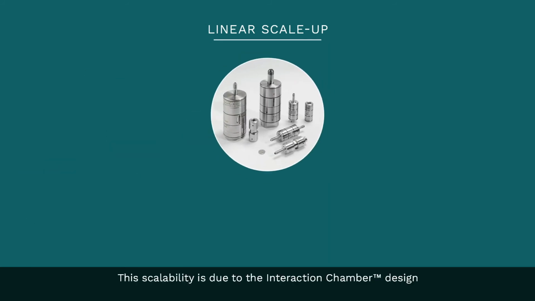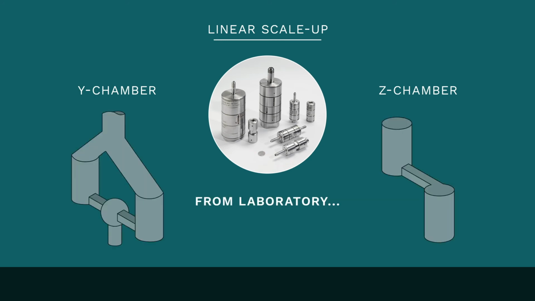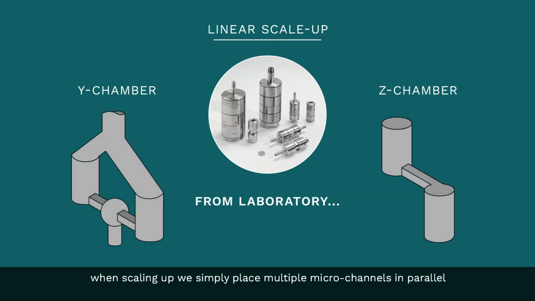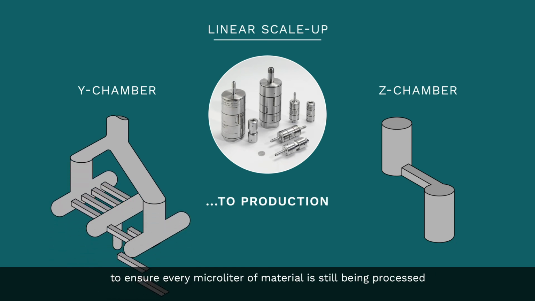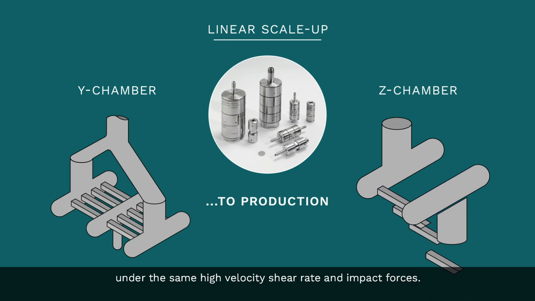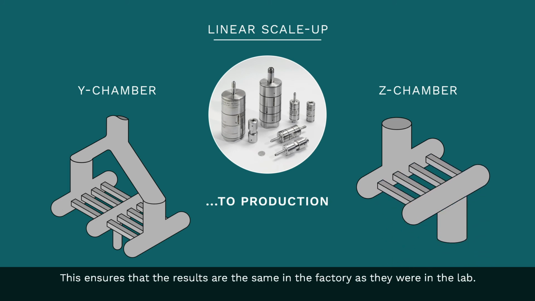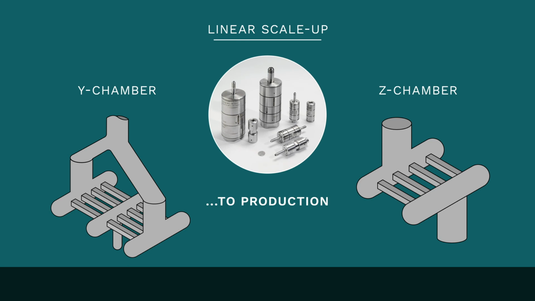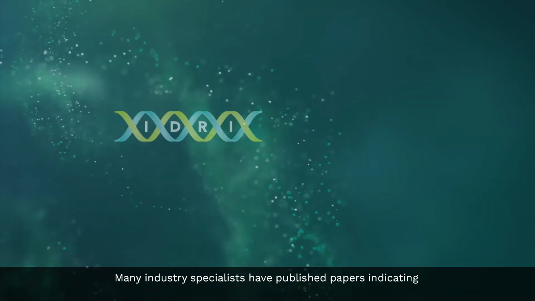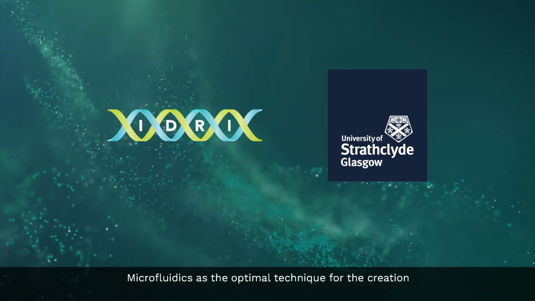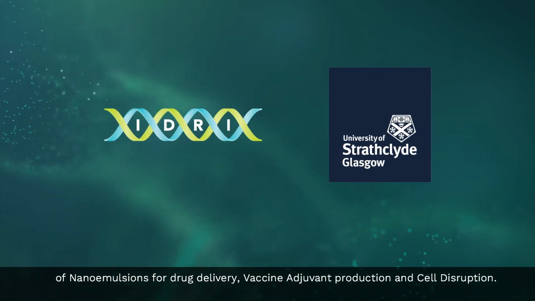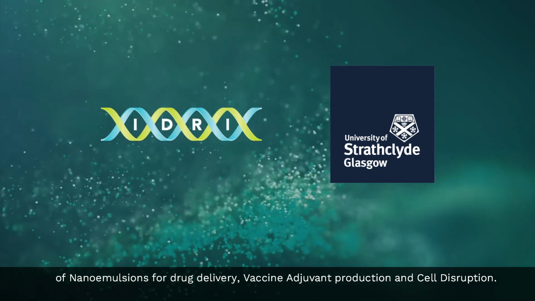This scalability is due to the interaction chamber design. When scaling up, we simply place multiple microchannels in parallel to ensure every microliter of material is still being processed under the same high-velocity shear rate and impact forces. This ensures that the results are the same in the factory as they were in the lab. Many industry specialists have published papers indicating microfluidics as the optimal technique for the creation of nanoemulsions for drug delivery, vaccine adjuvant production, and cell disruption.